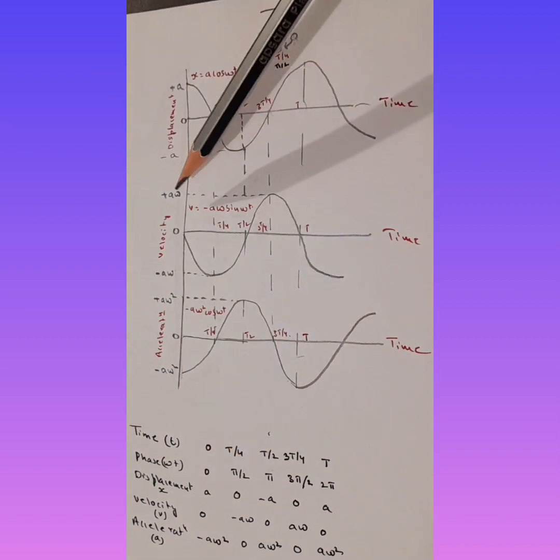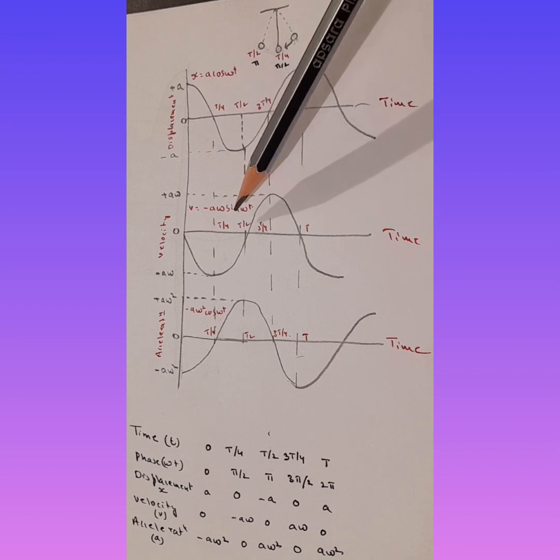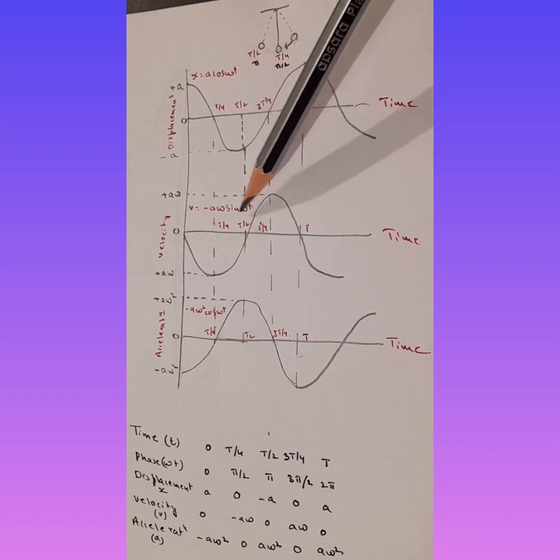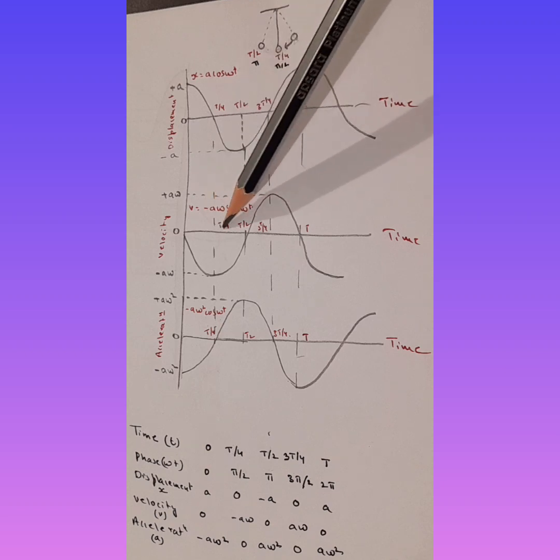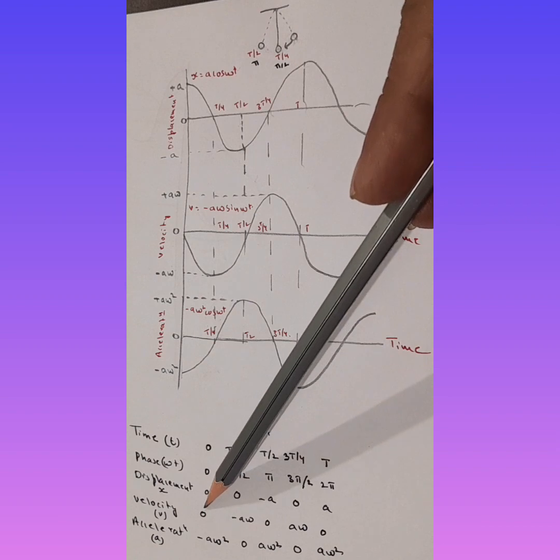But what about velocity? Velocity is minus A omega, and it is sine. So it would be sine 0. Sine 0 we know is 0. So this value becomes 0. So velocity becomes 0.